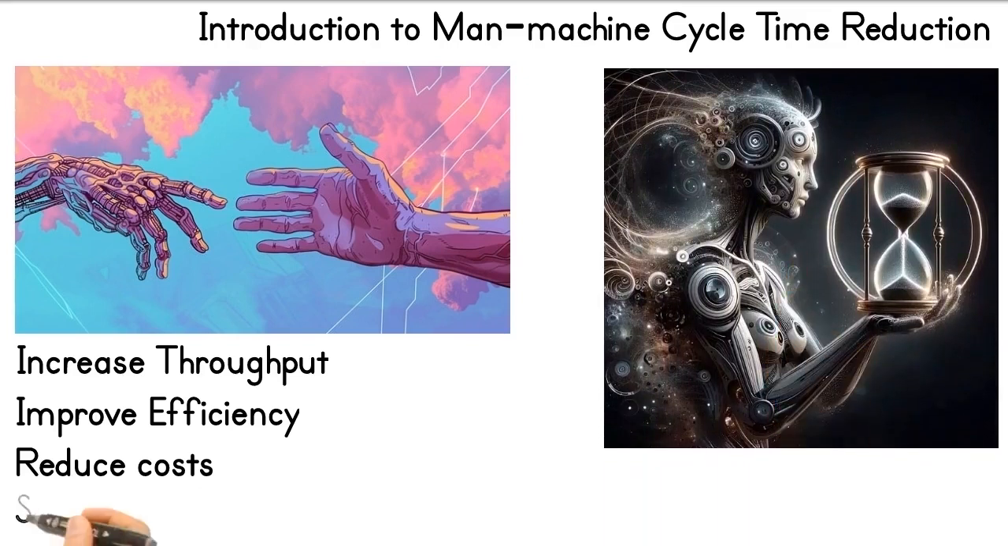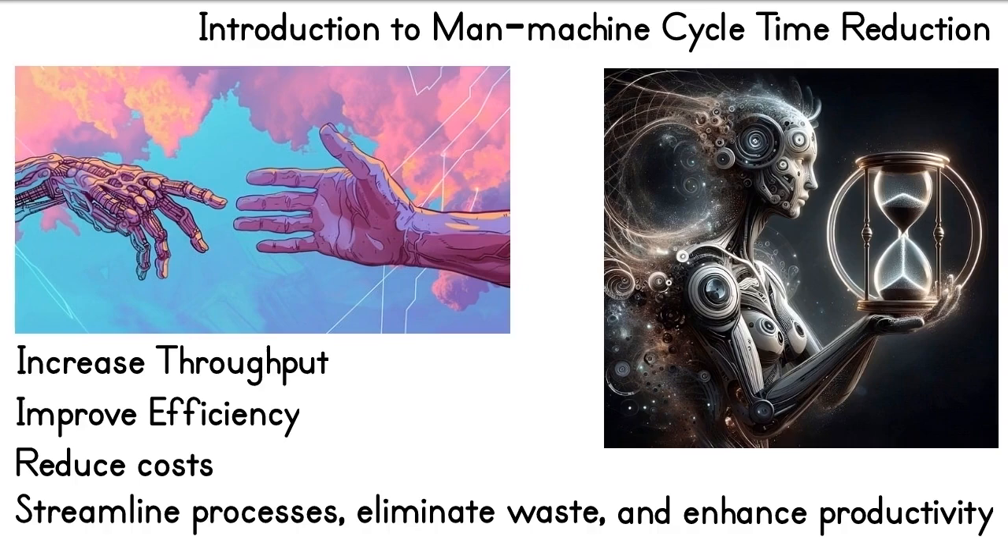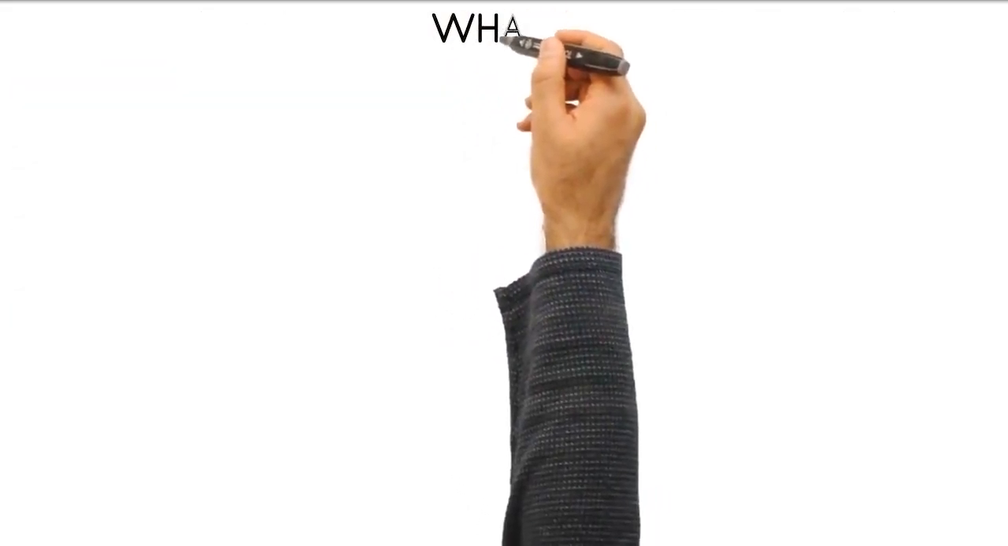By focusing on reducing cycle time, manufacturers can increase throughput, improve efficiency, and lower operational costs. Man-machine cycle time reduction is a key component in lean manufacturing, total productive maintenance, TPM, and other operational improvement methodologies, aiming to streamline processes, eliminate waste, and enhance productivity. What is man-machine cycle time?